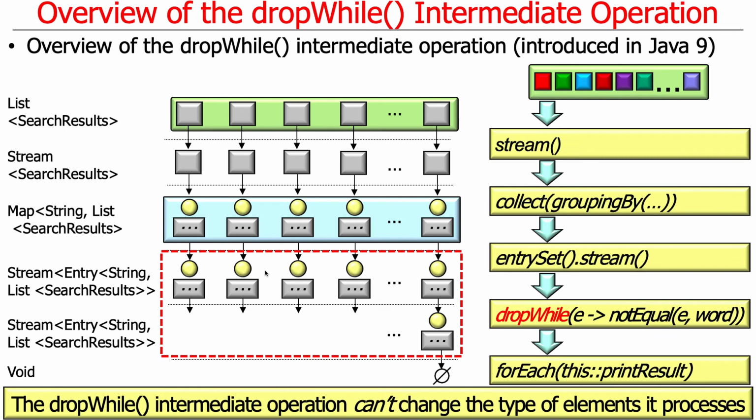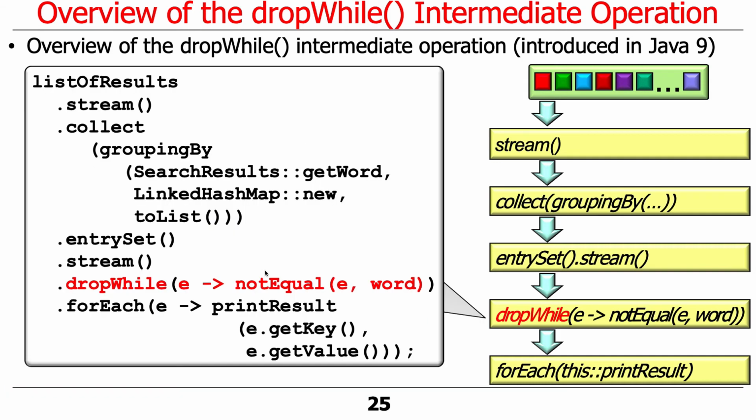And as we talked about before, some operations can change things, some operations can't. dropWhile cannot change the type of elements it processes. It can only drop stuff up to some matching condition. And here's how we use this, and I think I walked through this in a bit more detail.